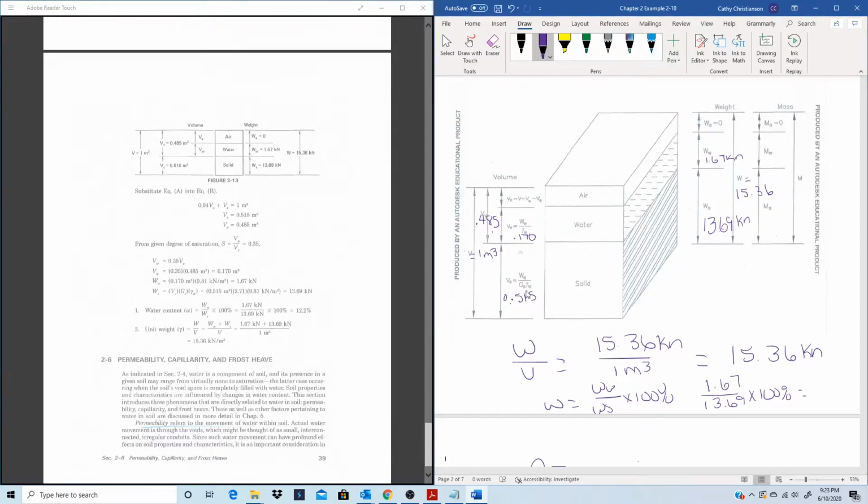Y'all should be experts at doing moisture content based off what we did last week. That gives me 12.22%, and that would be a check. 12.22 and 15.36. So that's all that you would need to know for your quiz for this week.